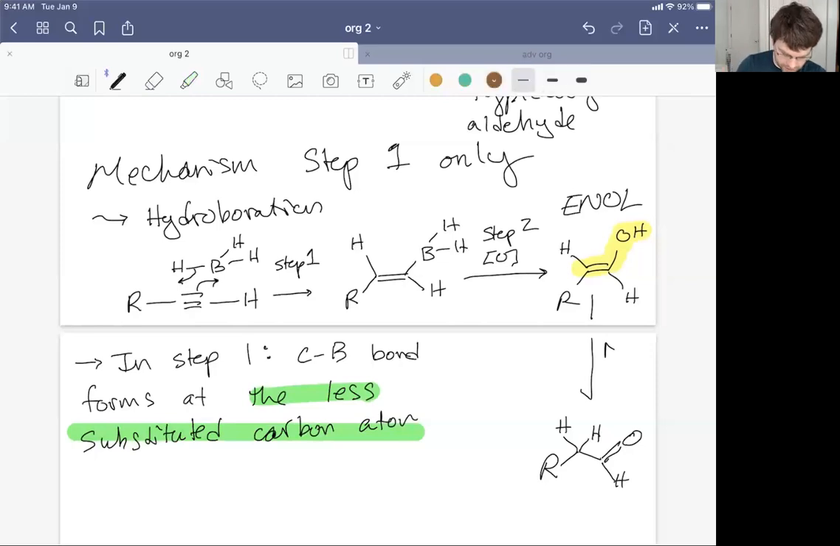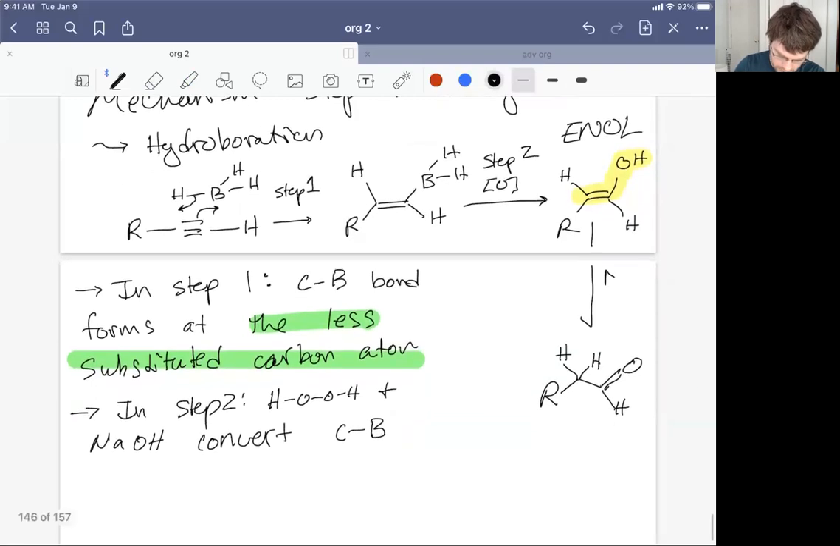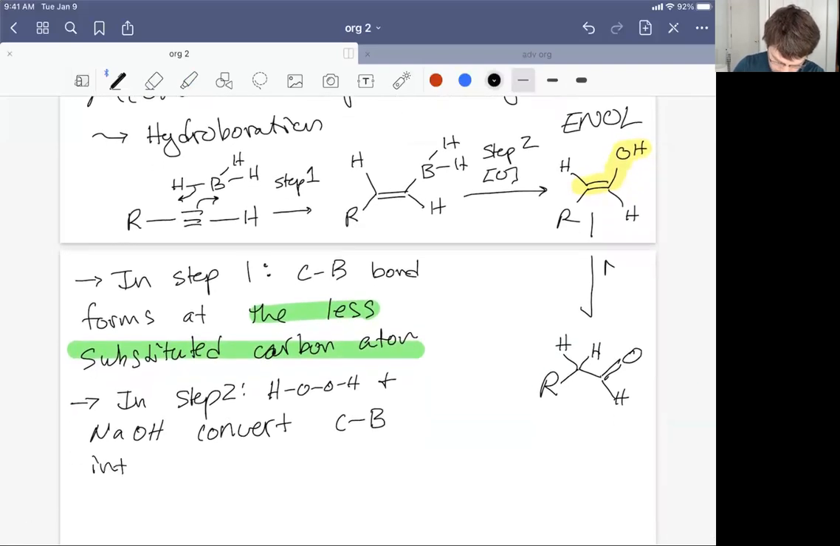So what's happening during oxidation? In step 2, HOOH, which is hydrogen peroxide, and NaOH convert C-B into C-OH. And we don't have to worry about a mechanism for that.